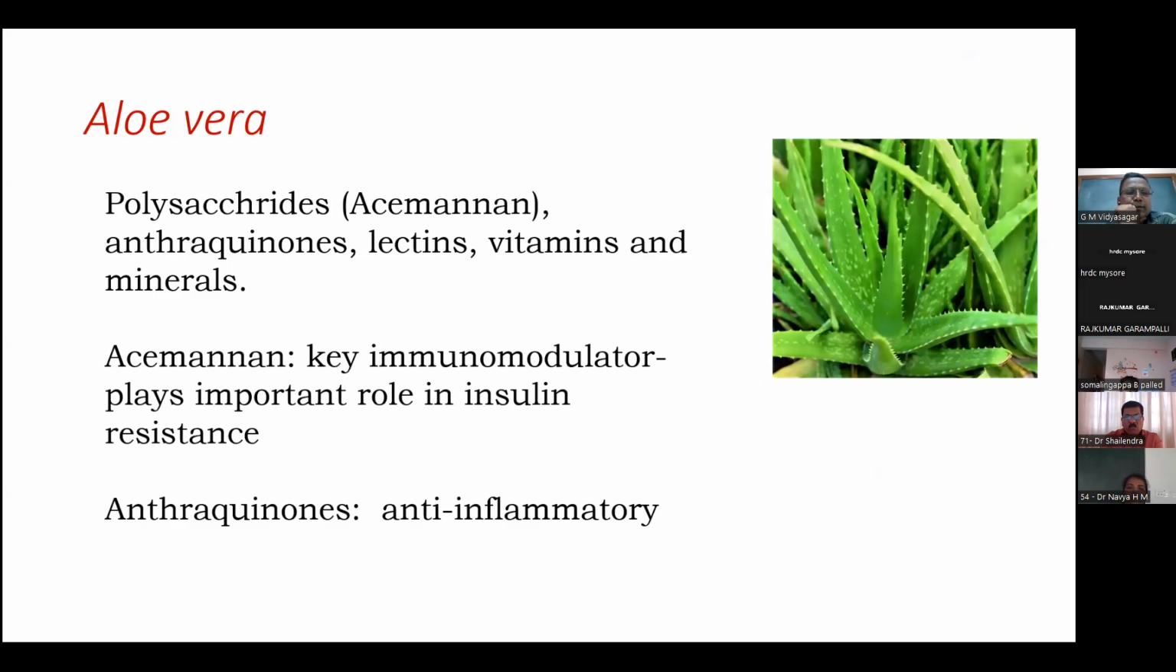Another plant is aloe vera. So aloe vera, we have got several features and properties of this plant for other purposes, but it is also very interesting that it has very key immunomodulators present in this plant, and these play an important role in insulin resistance.